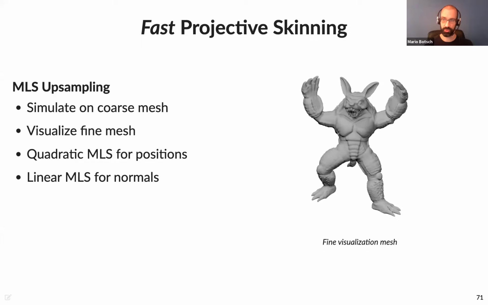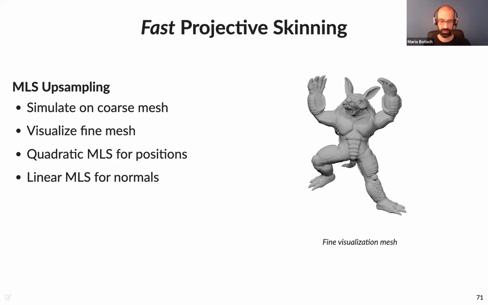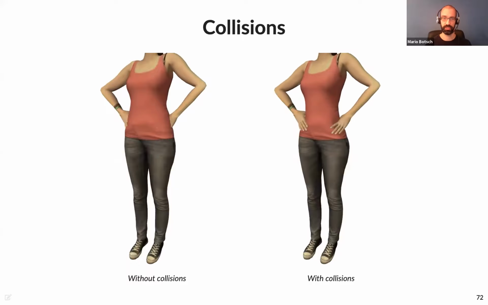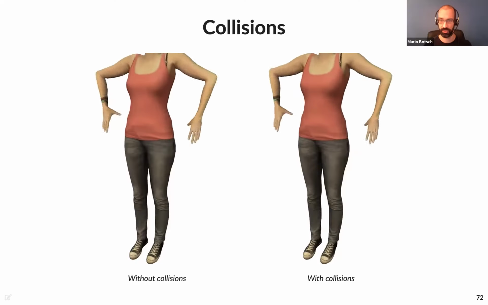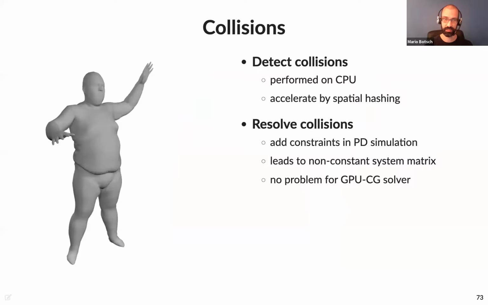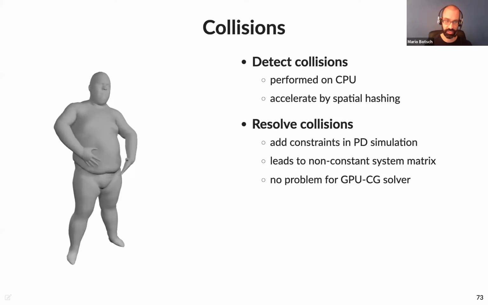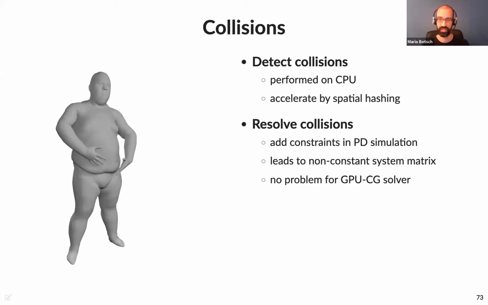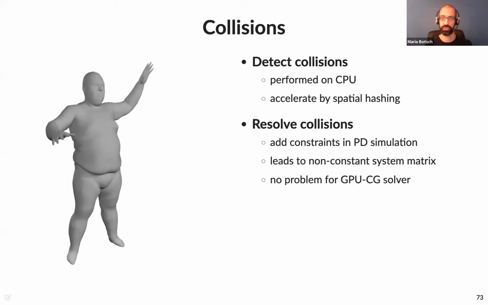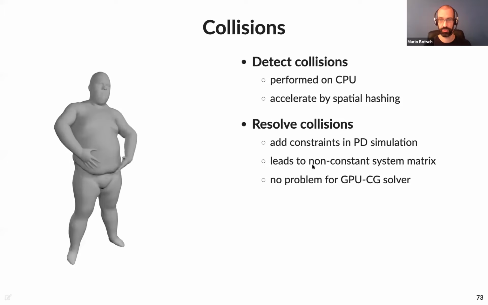And now, because we do conjugate gradients, we don't depend on prefactorization. We can also do collisions. Here are two more or less realistic examples where you see that without collisions, it looks strange. With collisions, it looks strange too, but not that strange. But seriously, you want to have collisions, and here's another example. We detect collisions on the CPU. This is just fast enough. So we do some load balancing between CPU and GPU. Then we resolve collisions by just adding constraints to the projective dynamics simulation, which changes the matrix, but this is not a big deal for a conjugate gradient solver.